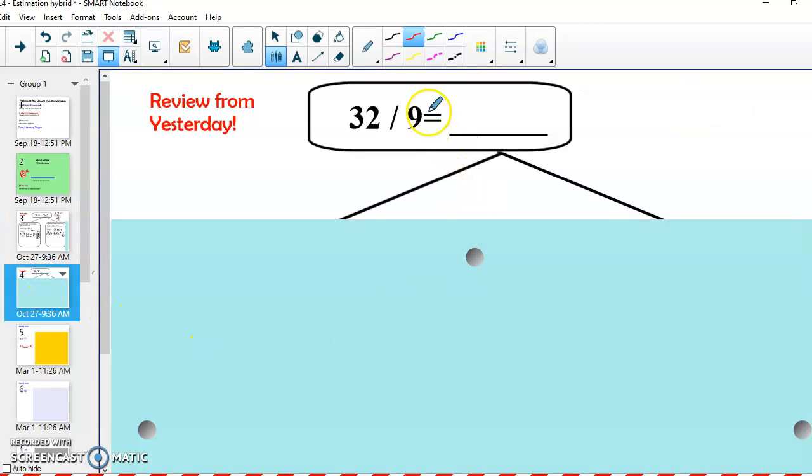Another review from yesterday. Today I'm going to go with red here. So 32 divided by 9. So I'm going to draw this over here. We have 32. How many times can 9 fit into 32 without going over? So 9 times 2 is 18, times 3 is 27, times 4 is 36. That's too big. So I'm going to have to say 3 times, and that is 27.